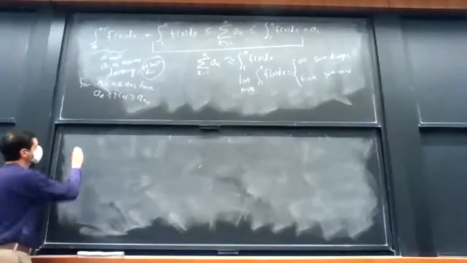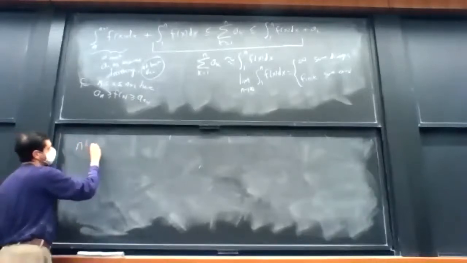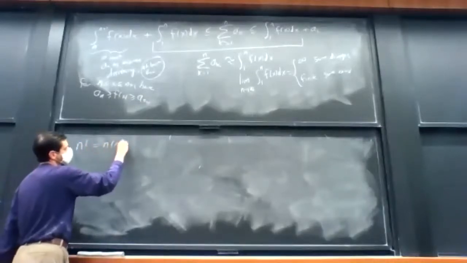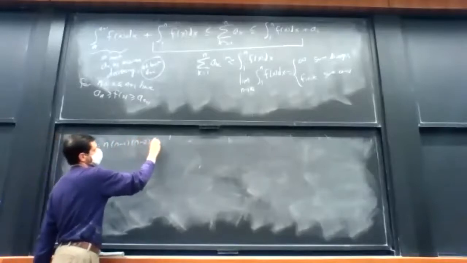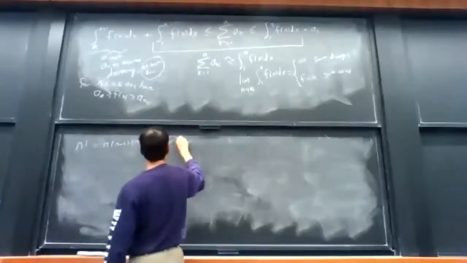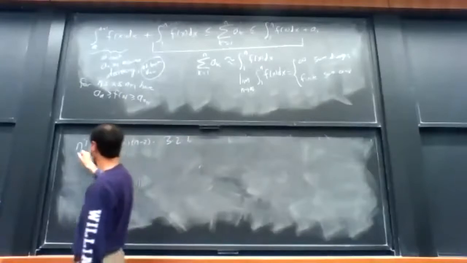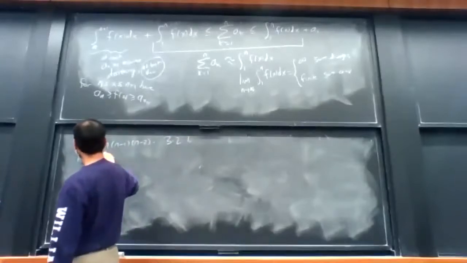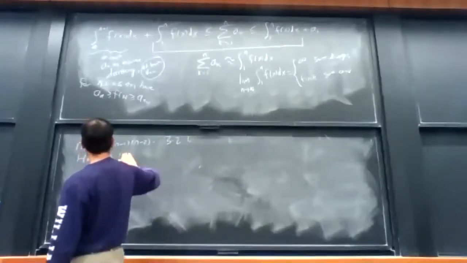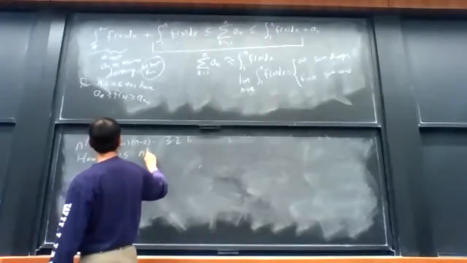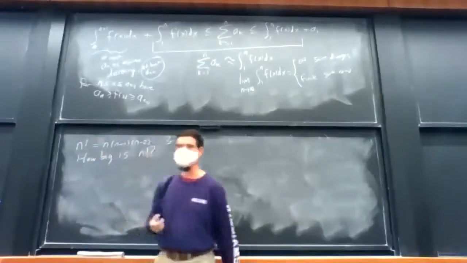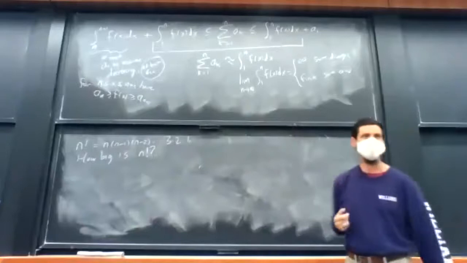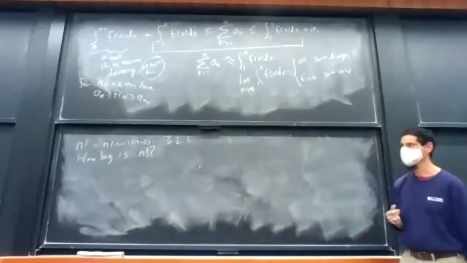I want to study n factorial: n times n minus 1, n minus 2, blah, blah, blah, 3 times 2 times 1. How big is n factorial? I love being able to end this sentence in a grammatically correct manner with a question mark followed by a factorial.